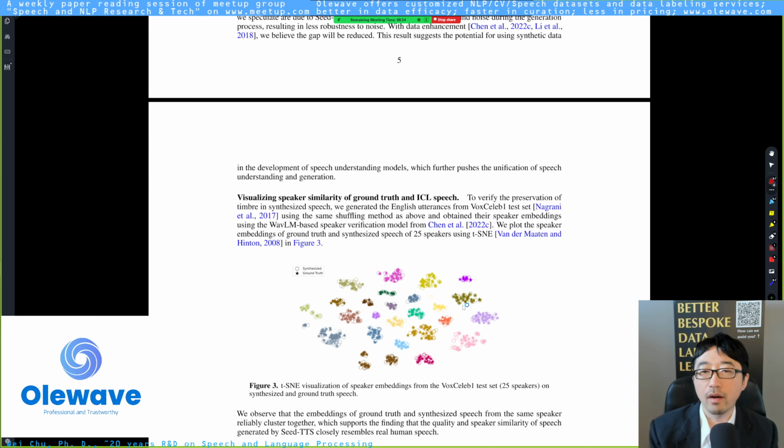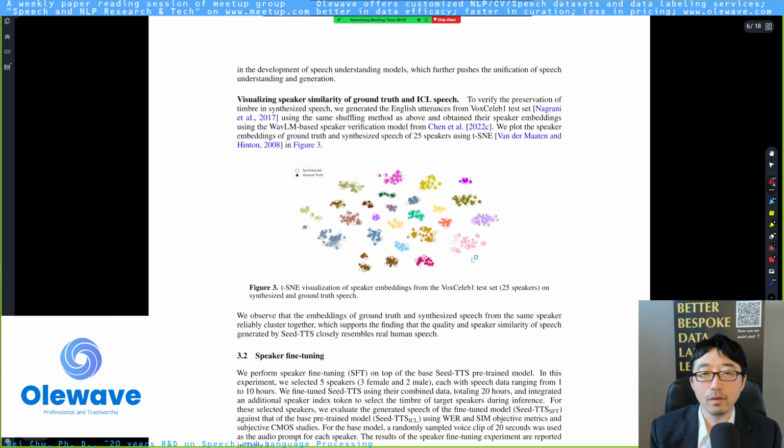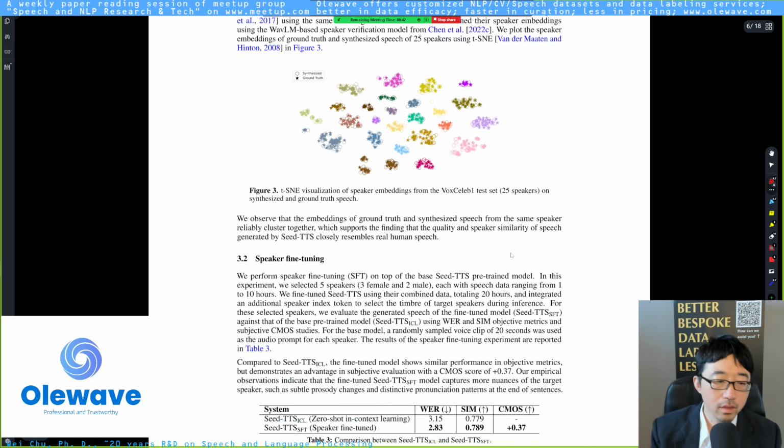Visualizing speaker similarity, I mean, if you like t-SNE drawing, that's up to you, but I'm really not into the t-SNE stuff because it's not a quantitative study. It's just to give you a visualization of how it works.